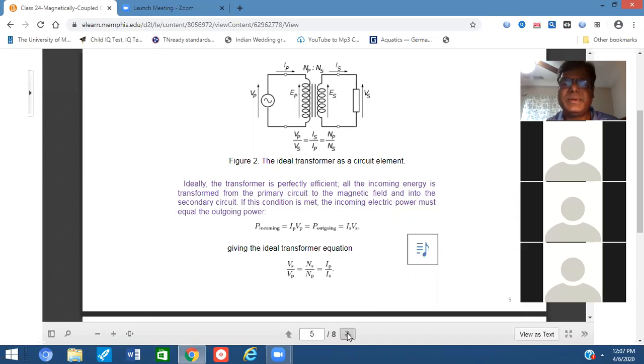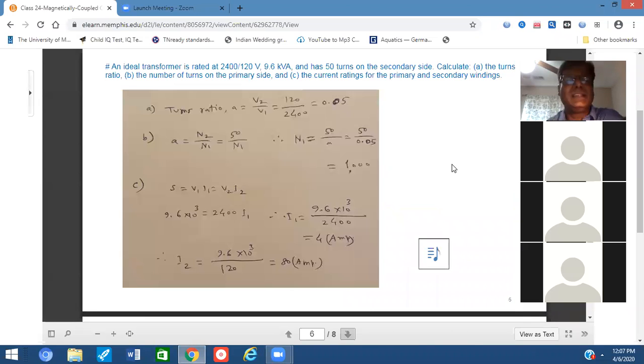Okay, so moving forward, yes, here is an example of that numerical problem. So everybody read the statement. The statement says an ideal transformer is rated at 2400 slash 120 volt and 9.6 kVA and has 50 turns on the secondary side.